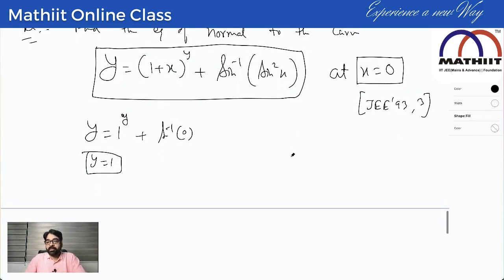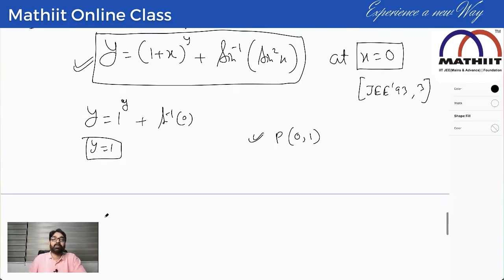Somebody else gave the answer, but that is wrong, I guess. The coordinate will be (0, 1). This is the point of tangency. This is the curve equation. Now we need to find dy by dx. If anybody still has a differentiation problem, I already uploaded the video. Please go through that. You should be a master of differentiation if you want to master calculus.